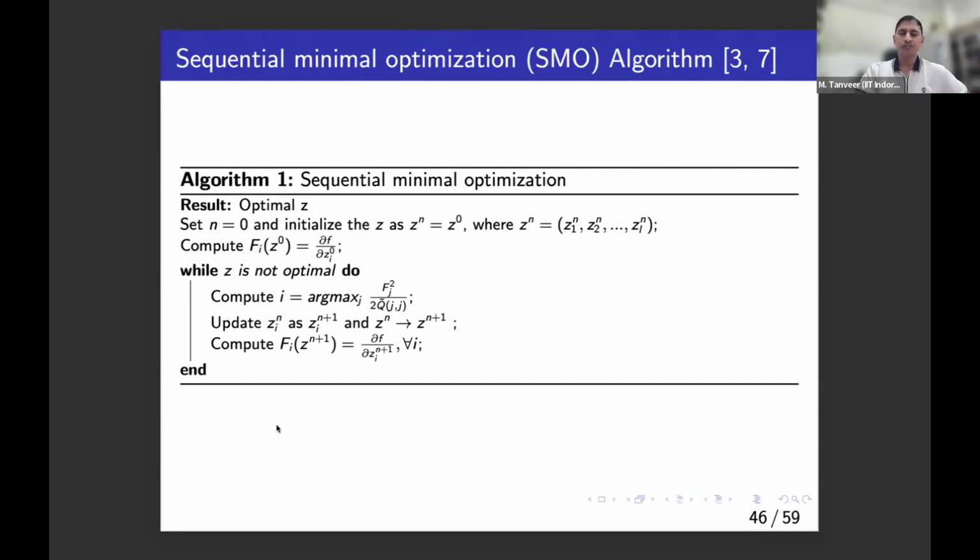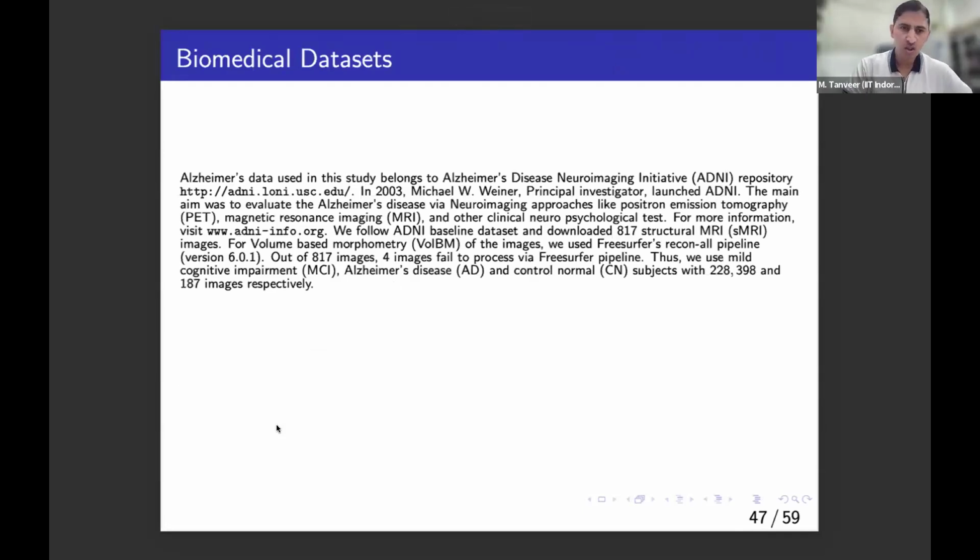Now I think I'm almost done, and I need to discuss a few applications and how we have implemented this on UCI benchmark databases. Those things I will discuss. Let me first discuss some applications of this algorithm.